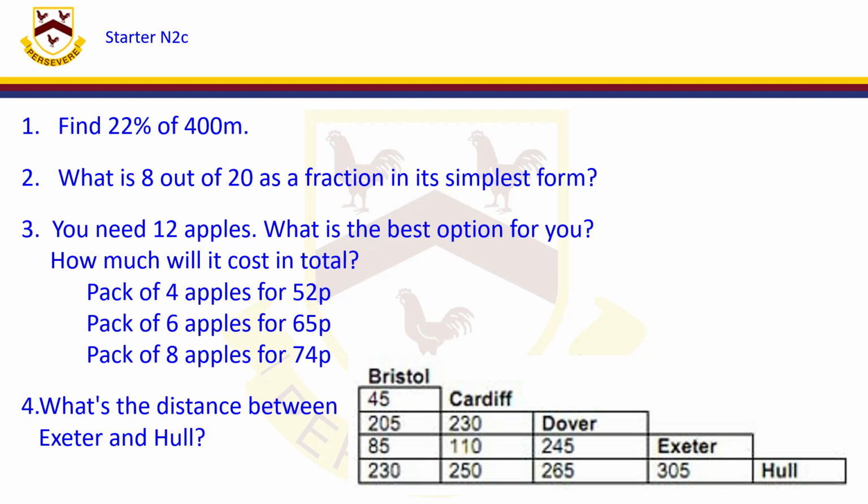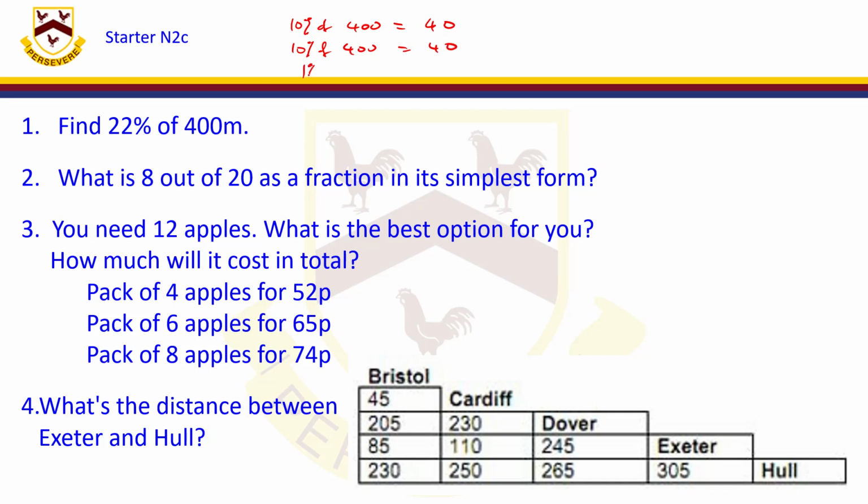Right, let's have a look at these questions then. Find 22% of 400 meters. Often with these percentage questions, we're often trying to find 10%. 10% of 400 is equal to 40. And do we need another 10%, or we double that one? Is equal to 40. So 20% is equal to 80.